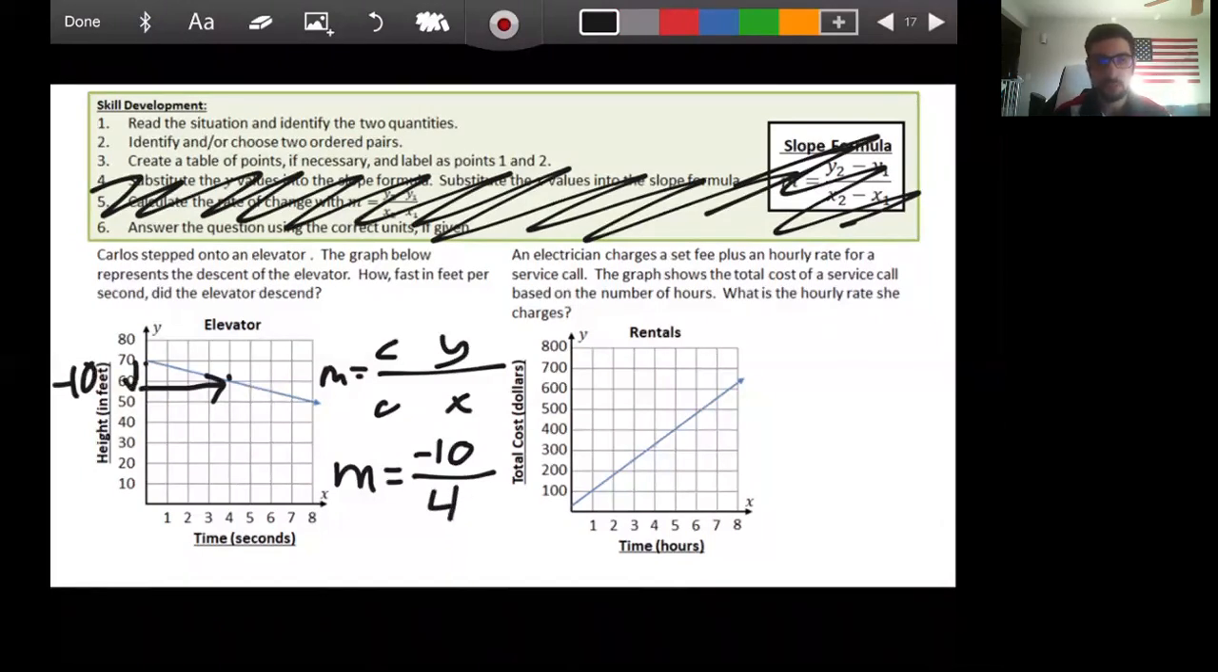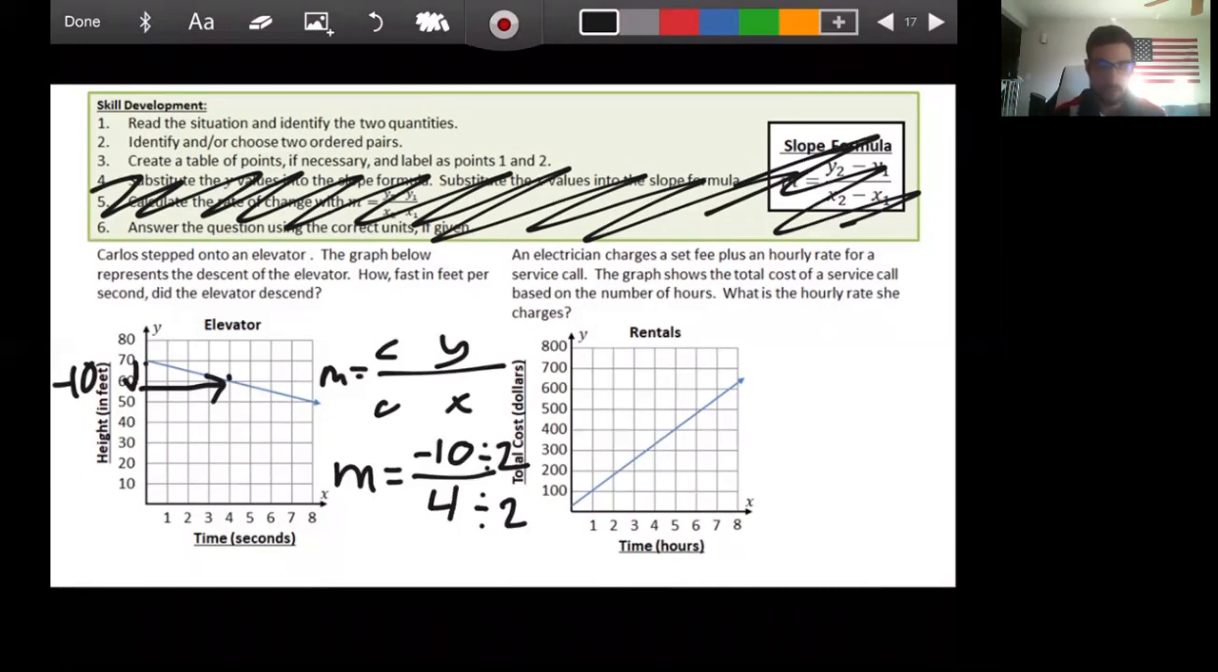So the next thing we want to do is simplify this. We don't want to just leave it as negative 10 over 4. We want to simplify this as much as possible. I see 2 as a factor on both of these, so I'm going to divide by 2 and divide by 2. This time we want to be simplifying based on common factors inside. We don't want to just divide the numbers. We're not going to divide the numbers.